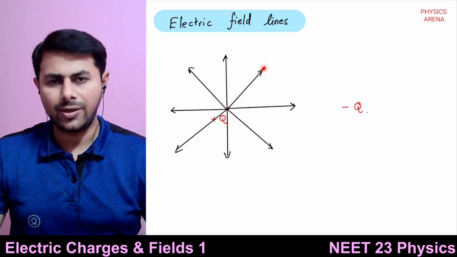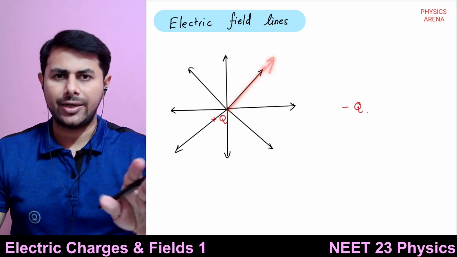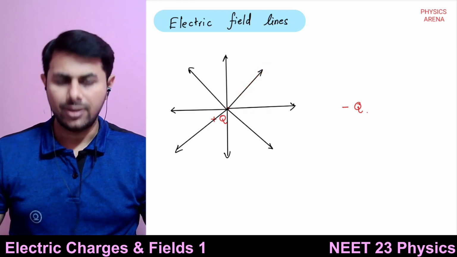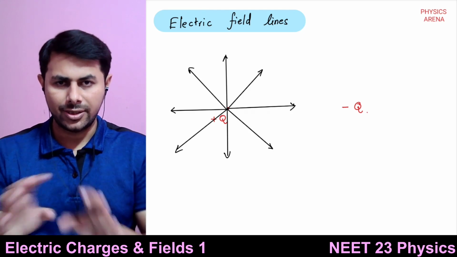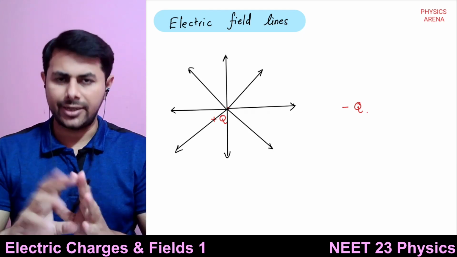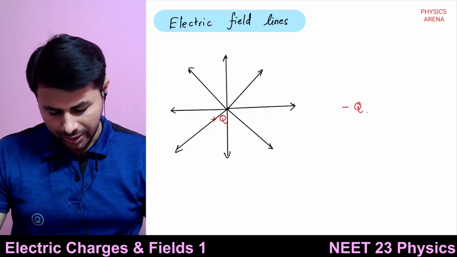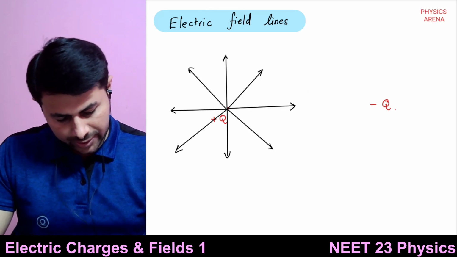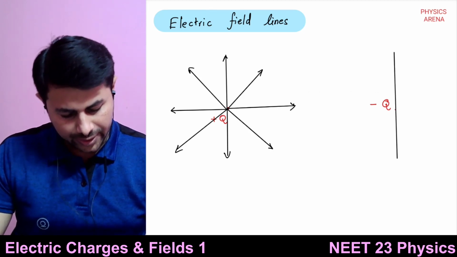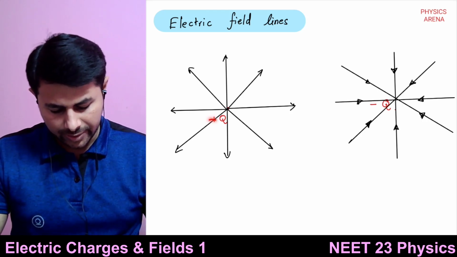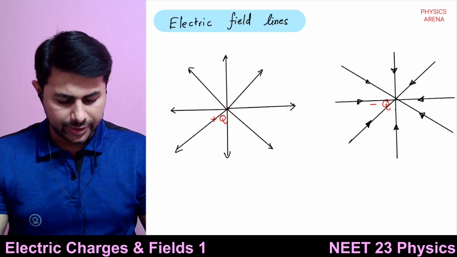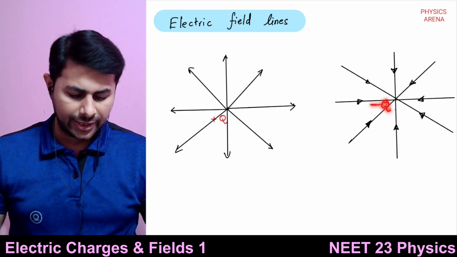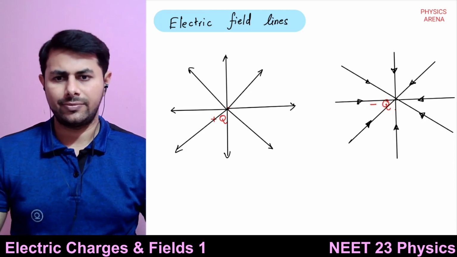So if you keep a charge here, the force on it will be directed like this. If the charge is negative, it will be directed like this. So the electric field of this positive charge is radially outwards. And if you have a negative charge, then it's very simple to guess that its electric field will be directed radially inwards, right? So electric field of a positive charge is directed radially outwards, and electric field of a negative charge is directed radially inwards.